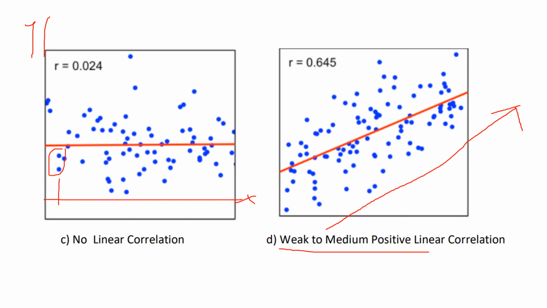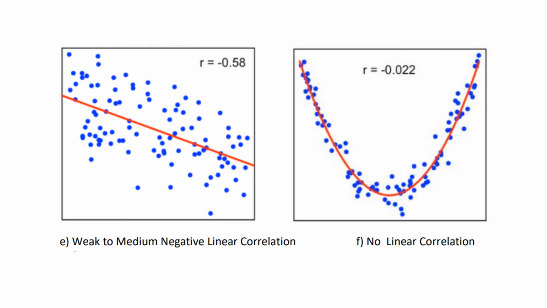So same thing with this letter C. As you can see, the blue points here did not follow a positive or a negative slope. That's why it's no linear correlation. So it's a horizontal line. Once we apply the concept of a zero correlation, we can prove that this figure is a zero correlation, or no linear correlation.